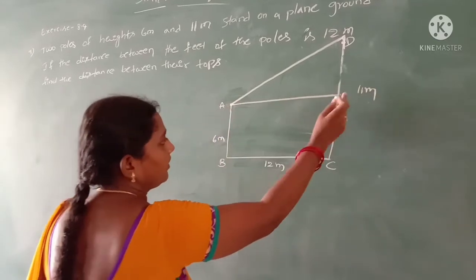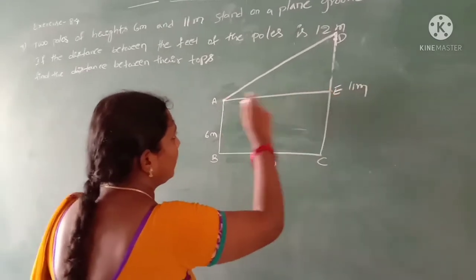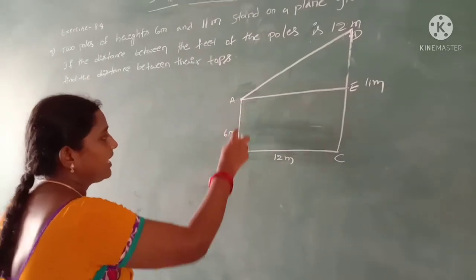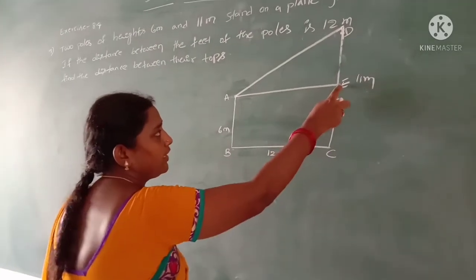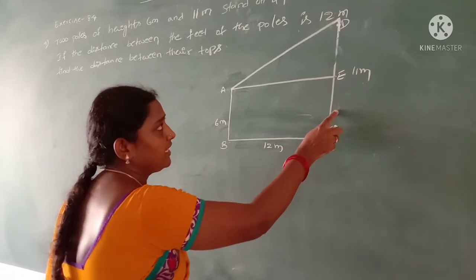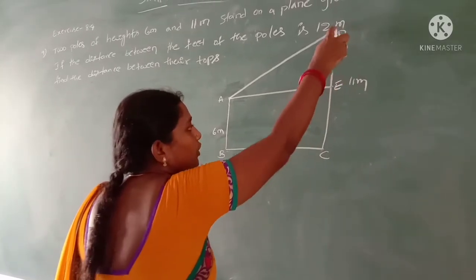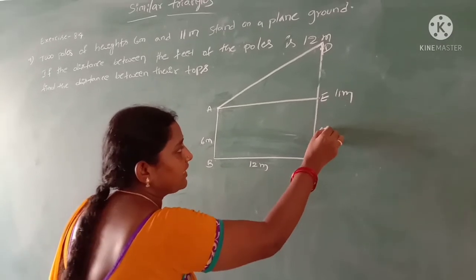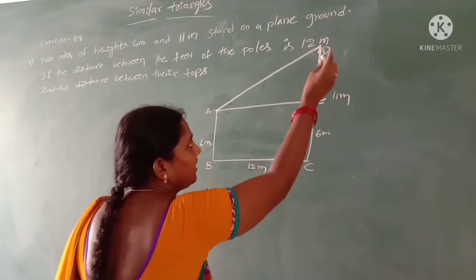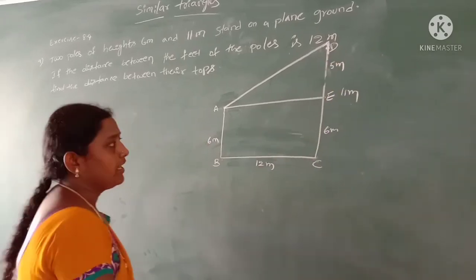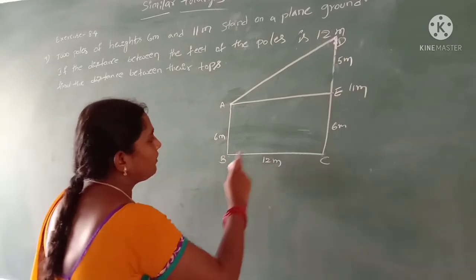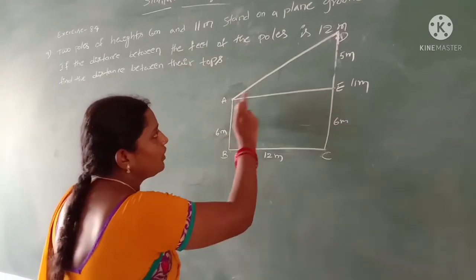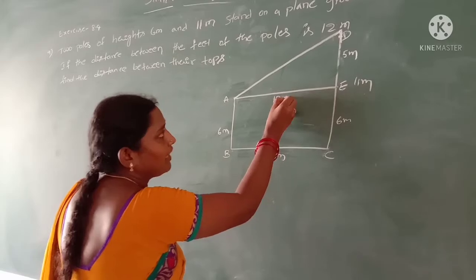So A, E, D is a triangle. Next AB equal to CE. So CE value 6 meters and ED, the total value of CD, is 11 meters. CE value 6 meters, so ED value is 5 meters. Next AE equal to BC. So we know the BC value is 12 meters. So AE value is also 12 meters.